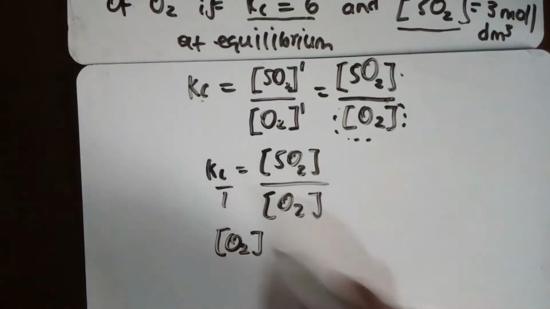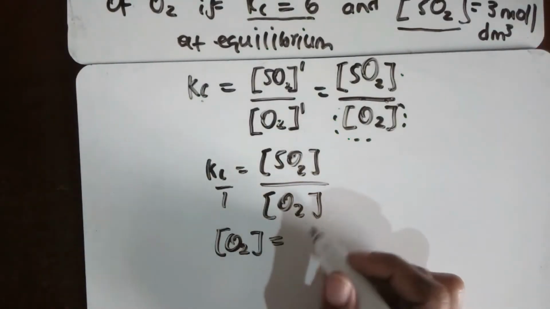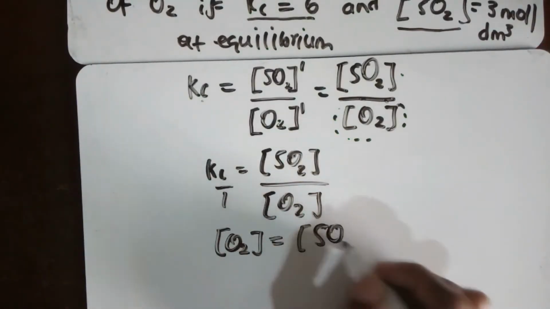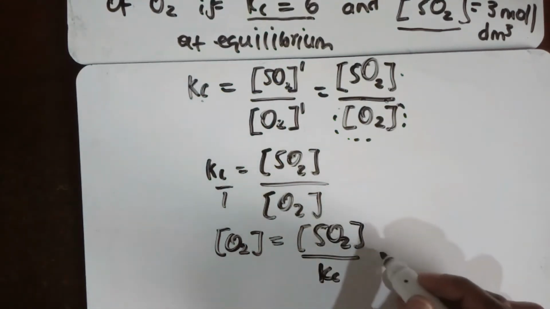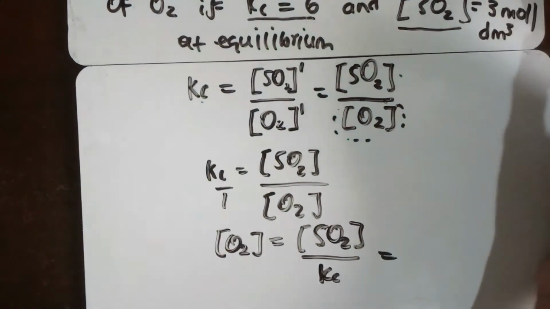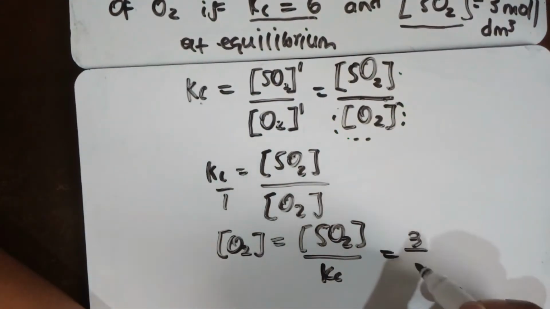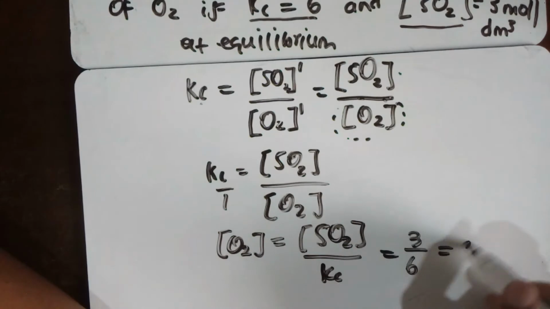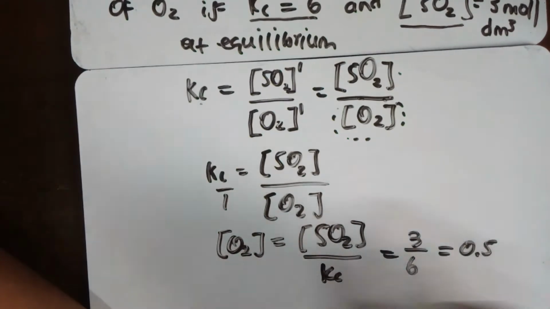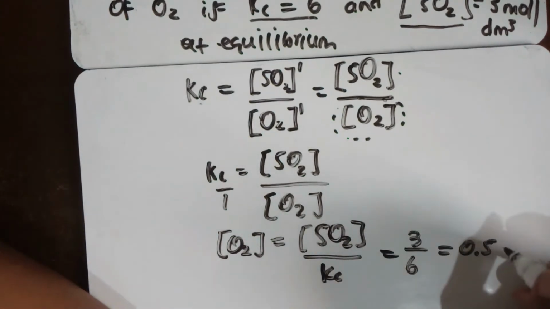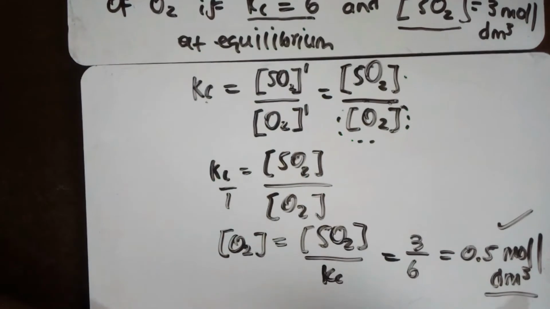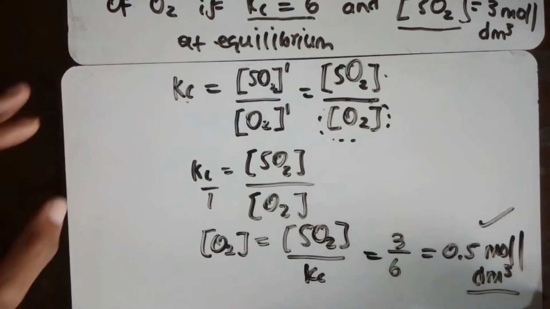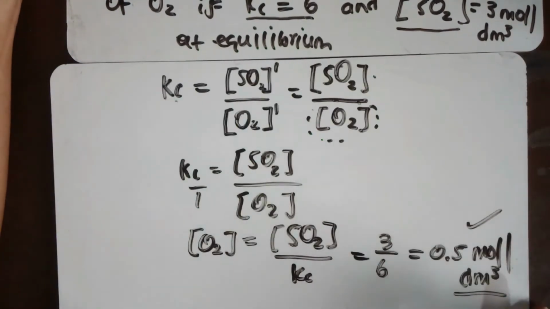So O2 is just going to be equal to SO2, all of it divided by Kc, right? So the concentration of SO2 will be 3 divided by 6, which is a half. So that means the concentration of O2 at equilibrium is 0.5 mole per cubic decimeter. And that's your answer. But these calculations are normally never this straightforward.